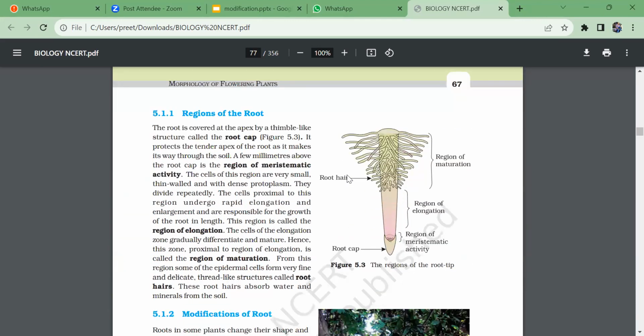Okay. Now we are going to study a typical root. How does a typical root look? This is quite an important picture. You need to note the regions of this.